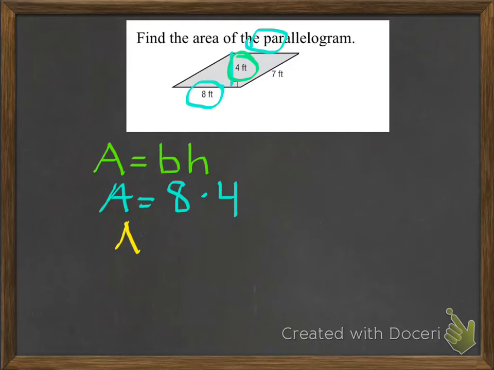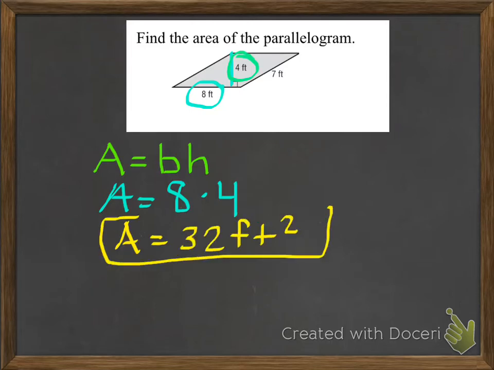Now up here at the top, I've also put a little green circle up here, because I want you to realize, the one that I'm erasing right now, I want you to realize that the base could also be up there. So it doesn't have to be on the bottom just because it's the base. So now we're going to substitute and solve. So we get 32 feet squared for the area. That's a pretty straightforward problem.